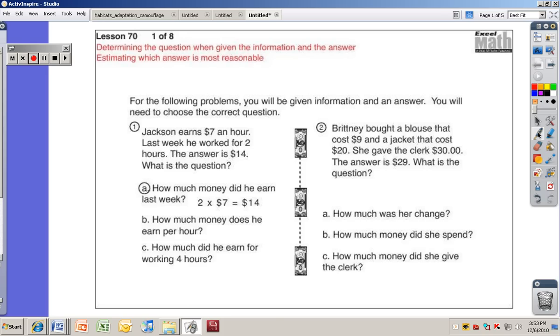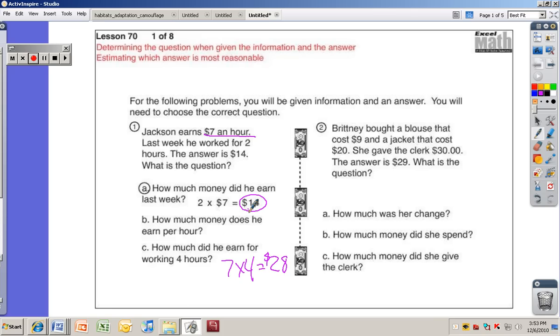How much money does he earn per hour? That's not the correct question, because the answer would be 7. Right up here it says he makes $7 an hour. So the answer to that one would be 7, not 14. And we're looking for a question with the answer of 14. Letter C, how much did he earn for working 4 hours? Well, if he worked for 4 hours at $7 an hour, that would be $28 that he would make, not 14. The only one that produces an answer of 14 is choice A.